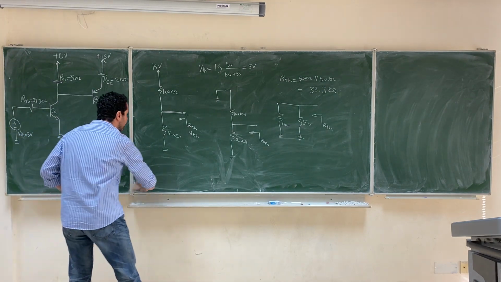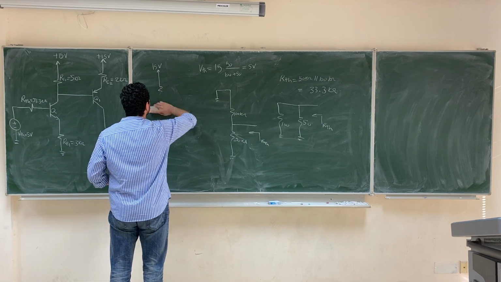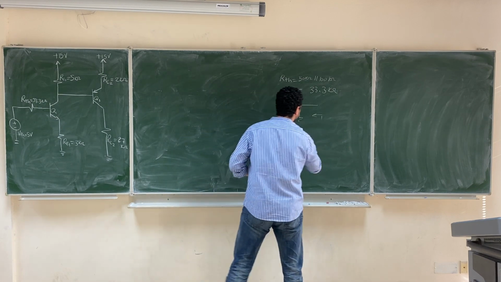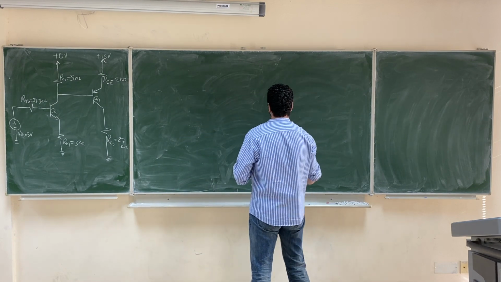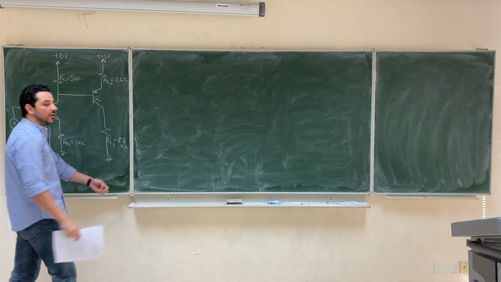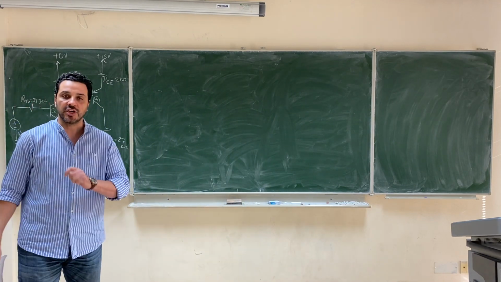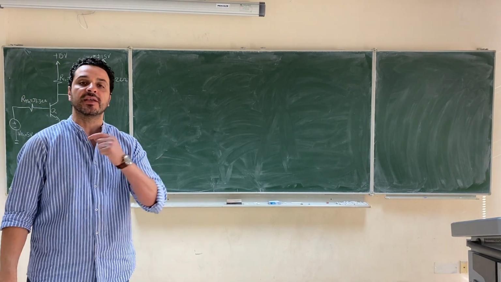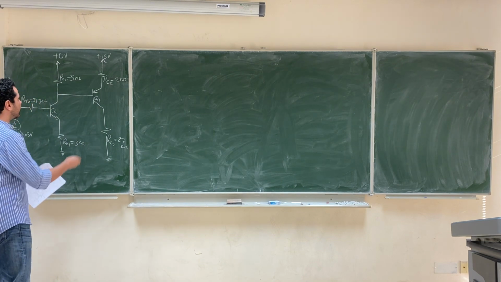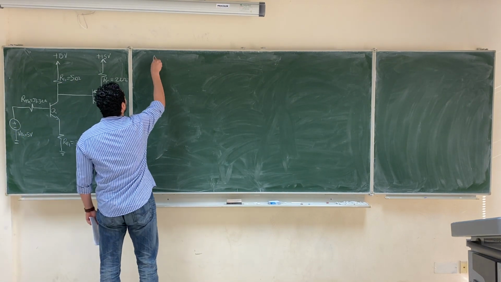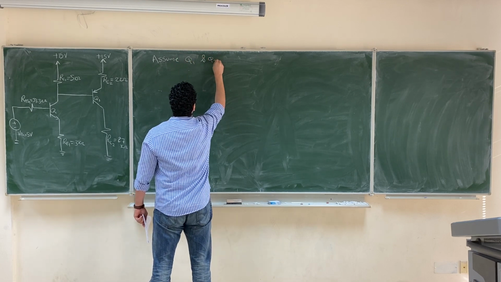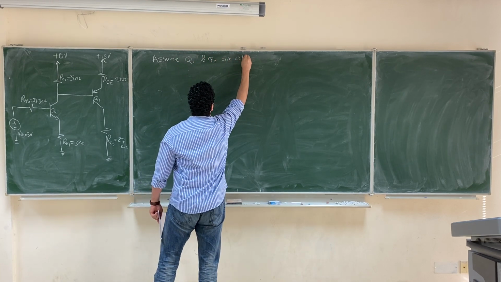So now let's remove this calculation for the Thevenin equivalent, and now we try to solve our circuit. In order to solve our circuit, we'll go on the same procedure: assume, solve, check. But now we have two transistors, so we have to assume the status of each transistor. And as usual, we'll start by assuming that both of them are active. So assume both Q1 and Q2 are active.